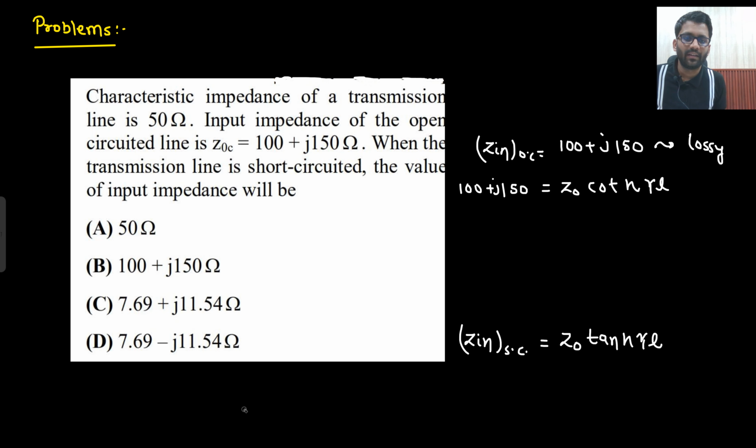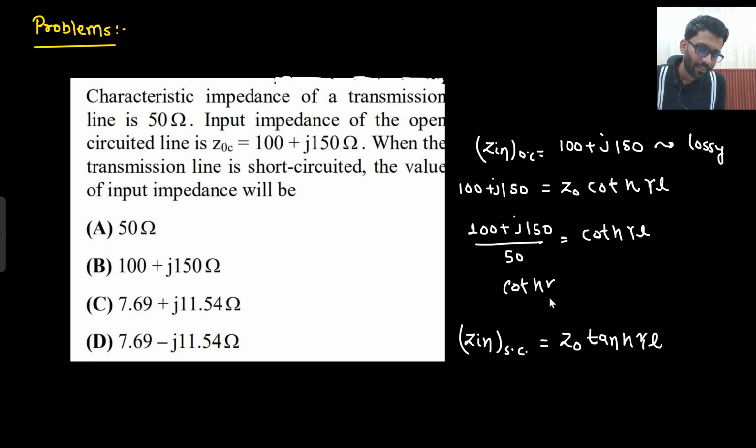What we are doing is 100 plus j150 divided by Z0. What is Z0? Z0 is 50 only. It is equal to coth gamma L. So what is your coth gamma L now? That is equal to 2 plus 3j. So coth gamma L is 2 plus 3j. So what will be your tanh gamma L? 1 by 2 plus 3j. Just the reciprocal of that. So what is the value of Z0? Z0 is 50. So what did I tell you? That you will never have to do hyperbolic calculation.